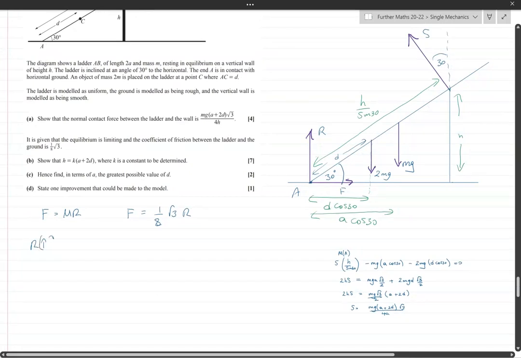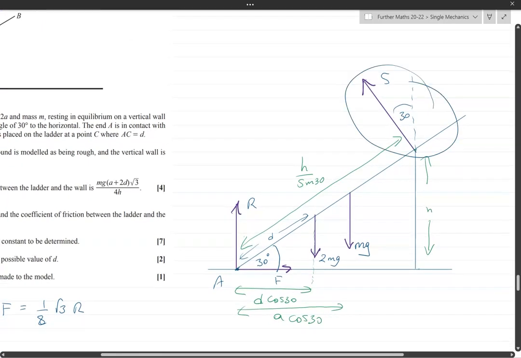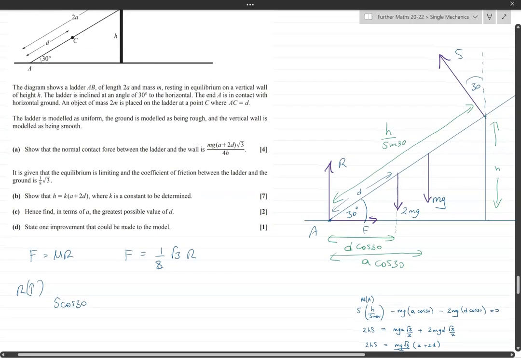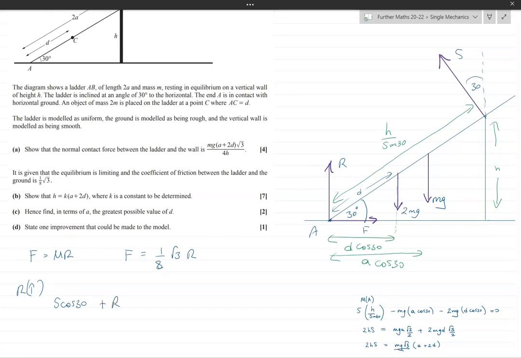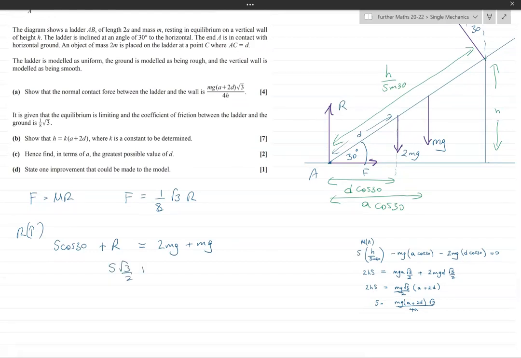So resolving vertically, I've got the component of the S, that's S cos 30. The component of this force vertically is S cos 30. That's going upwards. The R is going upwards, of course. And then that's been counterbalanced by the 2mg and the mg, going downwards. Okay, so we've got S, the square root of 3 over 2, plus R equals 3mg. Let's leave that there for the moment.